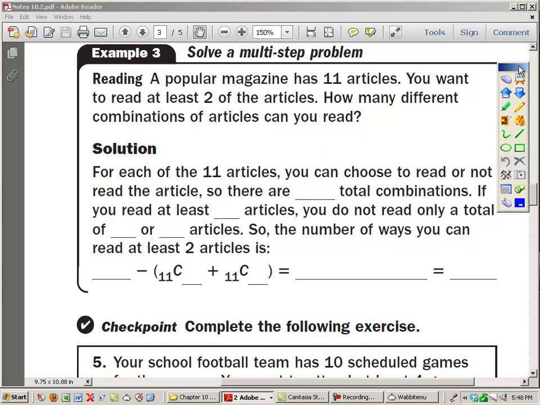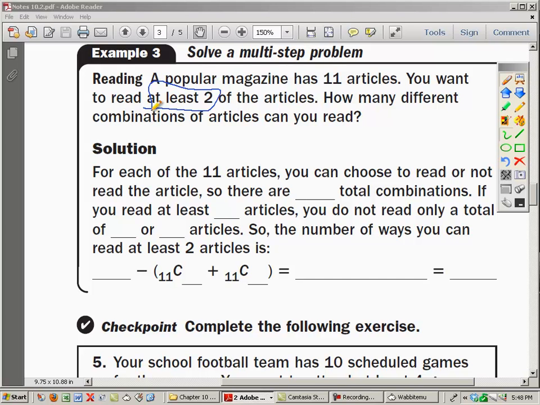Now we're going to take a look at a multi-step problem. It says a popular magazine has 11 articles. You want to read at least 2 of the articles. Now again, you got to be careful of this at least business, because at least 2 means you'd have to read 2, 3, 4, all the way up to 11. All right, and so how many different combinations of articles can you read?